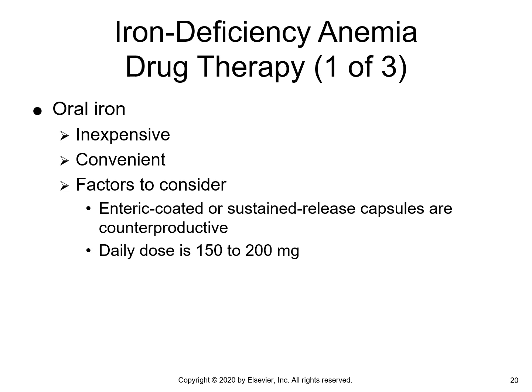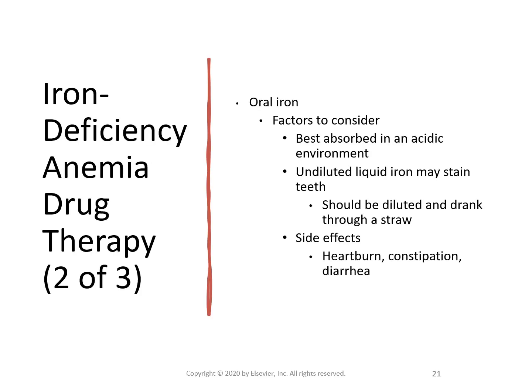It's enteric coated or sustained release. The daily dose is 150 to 200 milligrams. Patients do complain about abdominal upset, stomach upset, nausea, pain, sometimes cramping, and we encourage them to take it at night if it bothers them. Best absorbed in an acidic environment, and best absorbed with which vitamin?